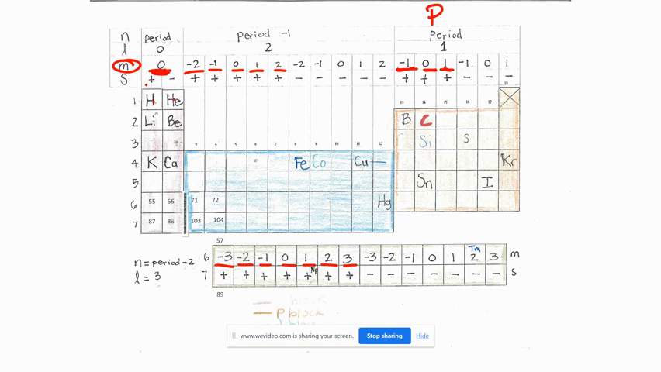So titanium was 1s2, 2s2, 2p6, 3s2, 3p6, 4s2, 3d. Is it 2 or 3 for titanium? Take it in time. I believe it's 3, right? Well, I think it's 2. I think titanium's right here. Yes? Yeah, you're right.